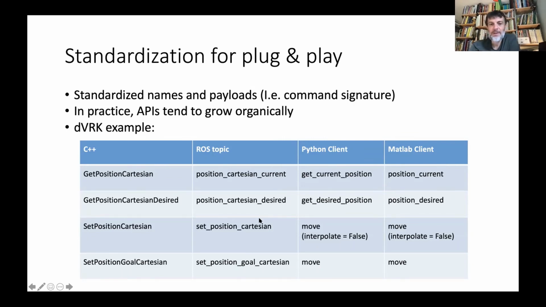And then when Ross came in, Ross says, well, you cannot use camel case, you have to use snake case. So we changed it, and somehow we dropped the get in there. And then we added a more clear current versus desired. And so the name changed.